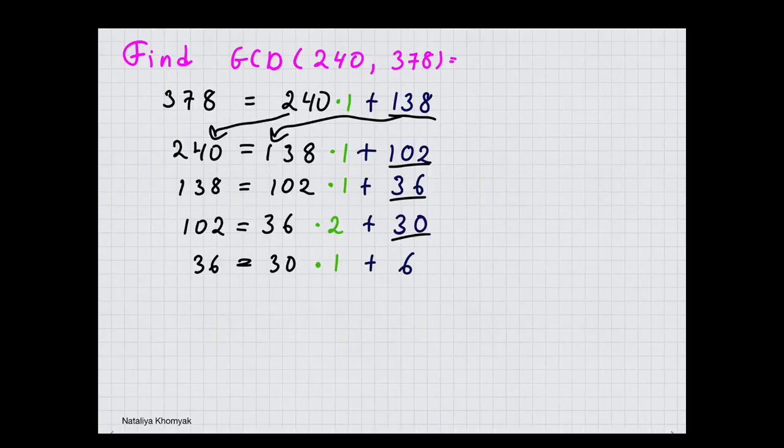We apply the algorithm again. So we have the equal sign, we move 30, reuse the remainder 6. 6 goes into 30 5 whole times, and the remainder is 0. Once you hit a remainder of 0, the previous remainder, 6, is the answer. So the greatest common divisor of 240 and 378 is 6. That's all.